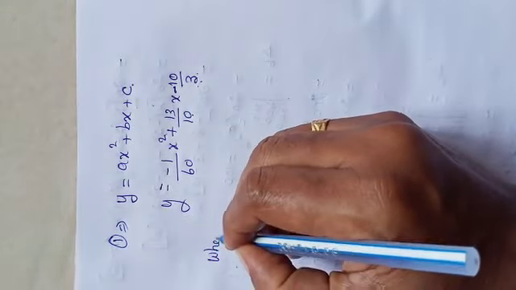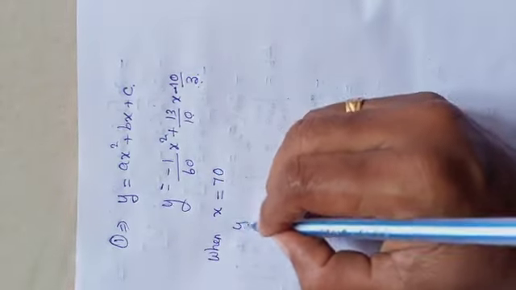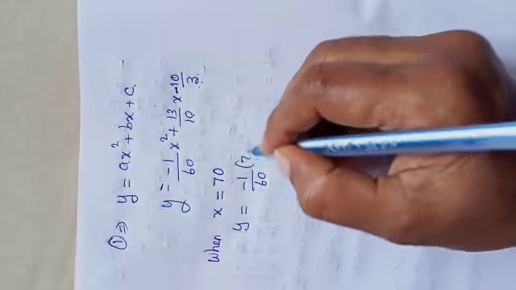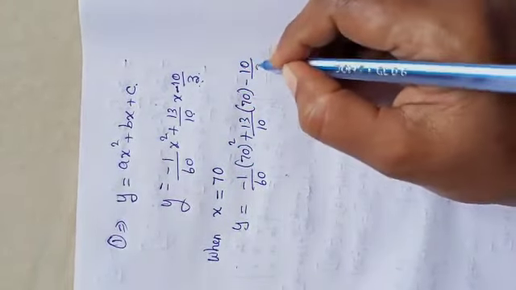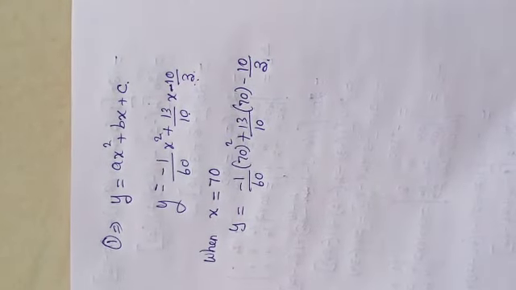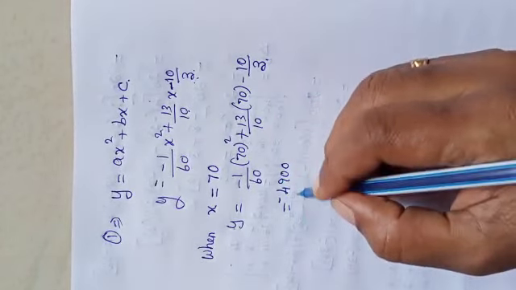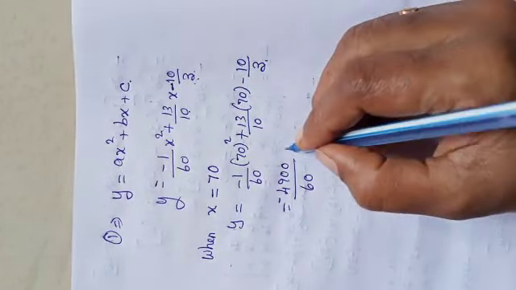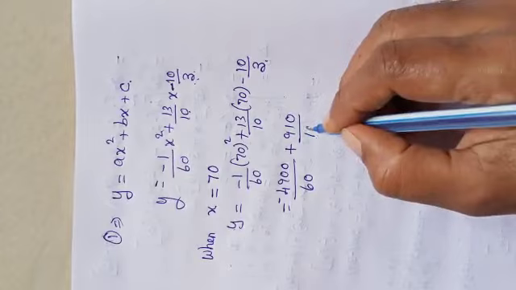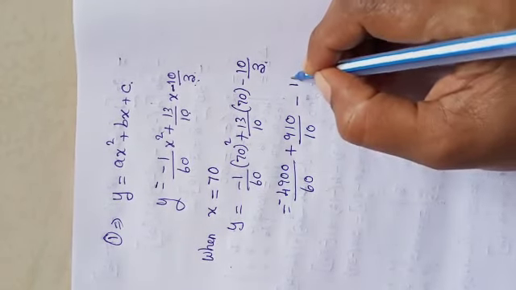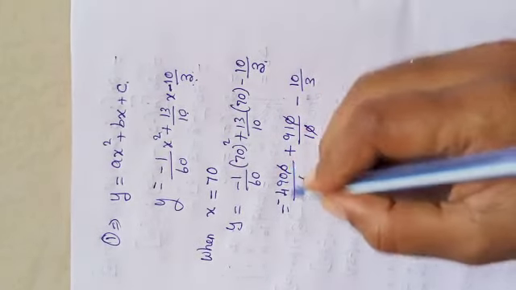Now we should check it for the boundary line, isn't it? When x is equal to 70, y is equal to minus 1 by 60 into 70 square plus 13 by 10 into 70 minus 10 by 3. Okay, we have to simplify this. 70 square, that is 4900, isn't it? By 60, this is plus 3 7 21, 91 0 by 10 minus 10 by 3. This will get cancelled. Shall we divide and check it?